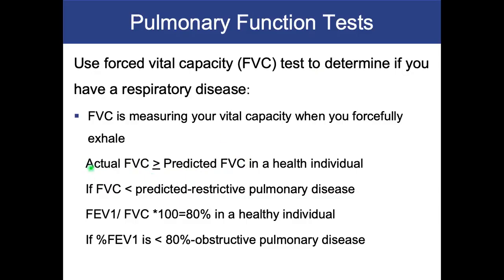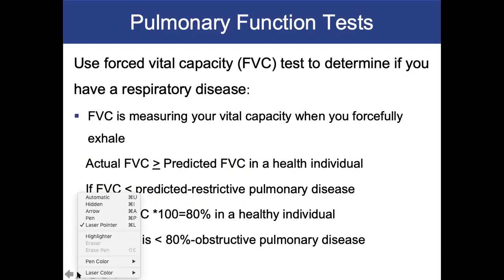So how much air you maximally moved should have been greater than what was predicted for you based on your age, weight, height, ethnicity, and gender, okay? If your actual forced vital capacity is less than predicted, that shows that you have a restrictive pulmonary disease, right? So that's one thing. So make a note that this shows a restriction. Let me see if I can get this.